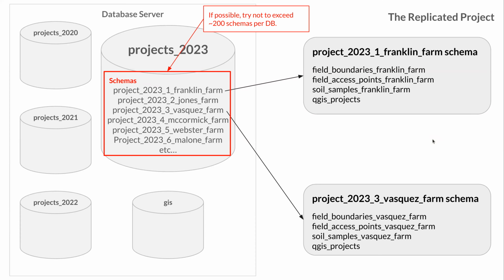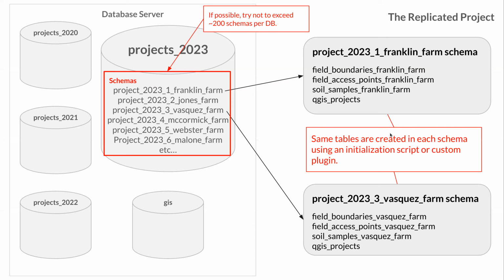So the Project 2023-1 Franklin Farm schema. You're going to notice that it contains 4 different tables. It contains a boundaries table, a field access points, and a soil samples layer, as well as the QGIS projects table. Now, when you look at the Vasquez Farm schema, you're going to notice it has the exact same tables. It has the boundaries, the field access points, the soil samples, and it also has that QGIS projects table for whatever projects you're going to create within that schema.